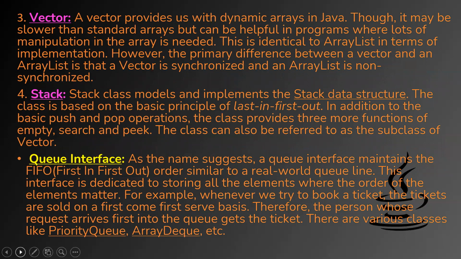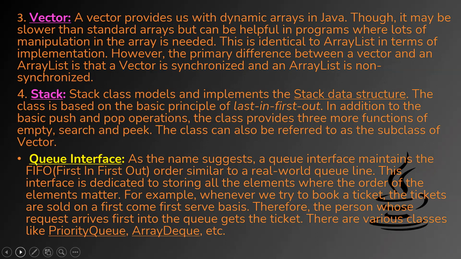This is identical to ArrayList in terms of implementation. However, the primary difference between a Vector and an ArrayList is that Vector is synchronized and ArrayList is not synchronized. The Stack class models and implements the stack data structure. The class is based on the basic principle of last in first out. In addition to the basic push and pop operations, the class provides three more functions: empty, search, and peek. The class can also be referred to as a subclass of Vector.